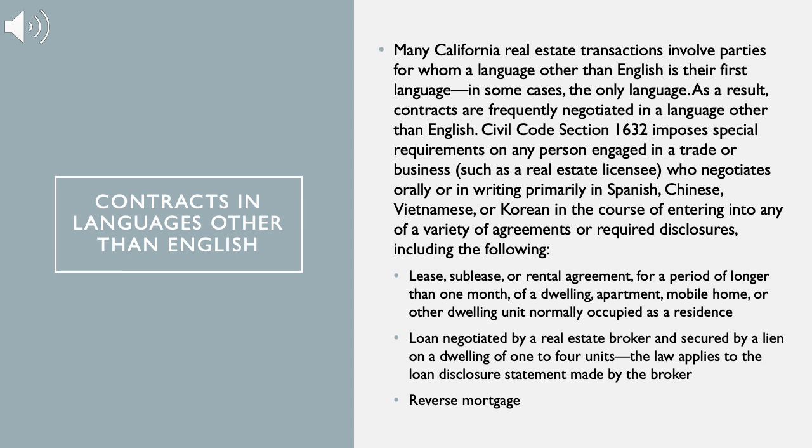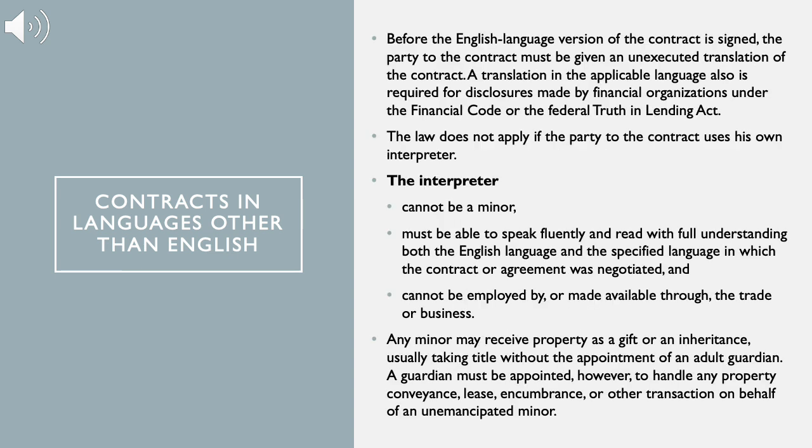into any of a variety of agreements or required disclosures, including the following: lease, sublease, or rental agreement for a period of longer than 1 month of a dwelling, apartment, mobile home, or other dwelling unit normally occupied as a residence. Loan negotiated by a real estate broker and secured by a lien on a dwelling of 1 to 4 units. The law applies to the loan disclosure statement made by the broker. Reverse mortgage.